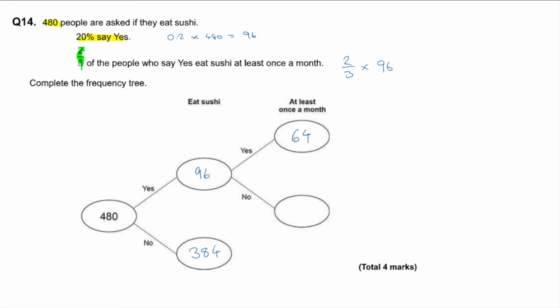Okay, so if 64 said yes, then how many said no? It's going to be the difference between those two numbers, then, isn't it? So it's going to be 96 minus 64 is going to be the other branch. That is 32. Okay, all done.